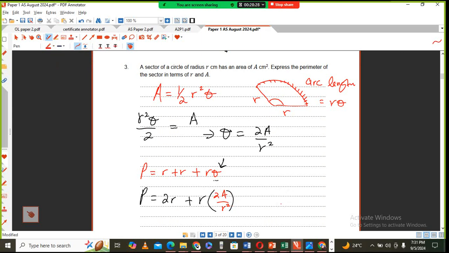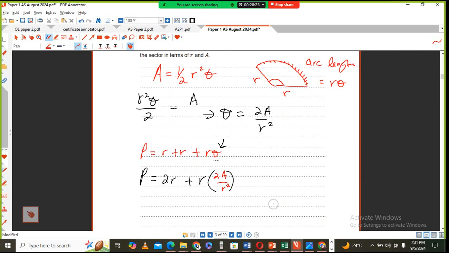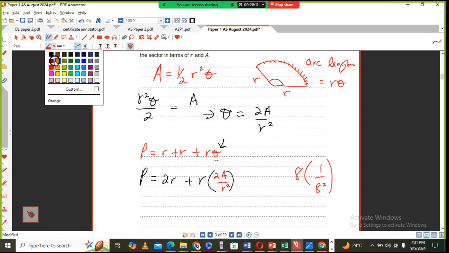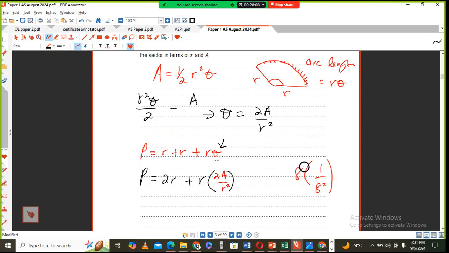Very simple. But are we done? Is there still something we can do here? This r and that one. If you have a number 8, something like 8 squared, what happens here? This will just be one r, there will be one 8. So P equals 2r plus, that one cancels, 2A over r. That's it. That's all that you needed to do there.